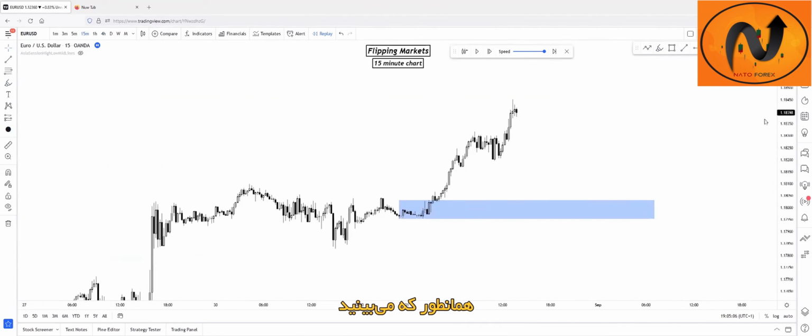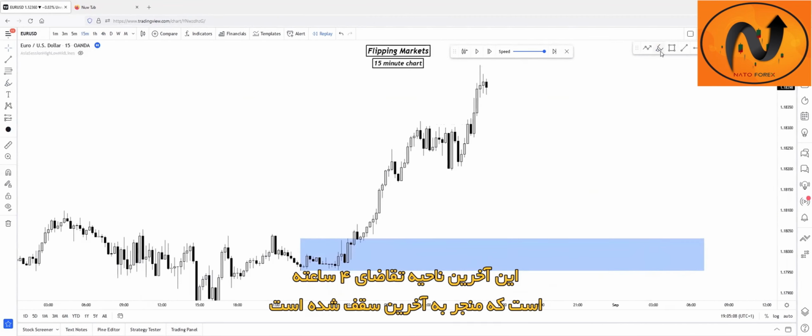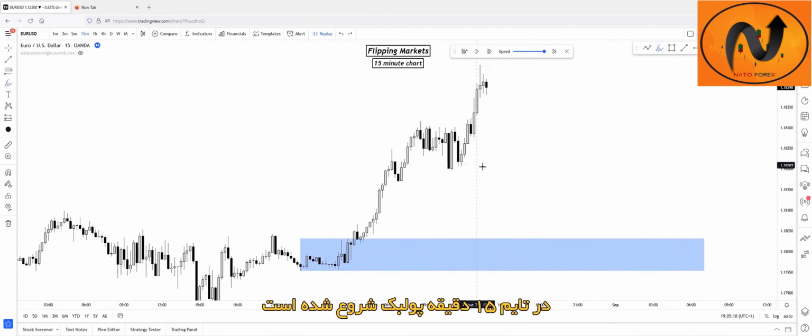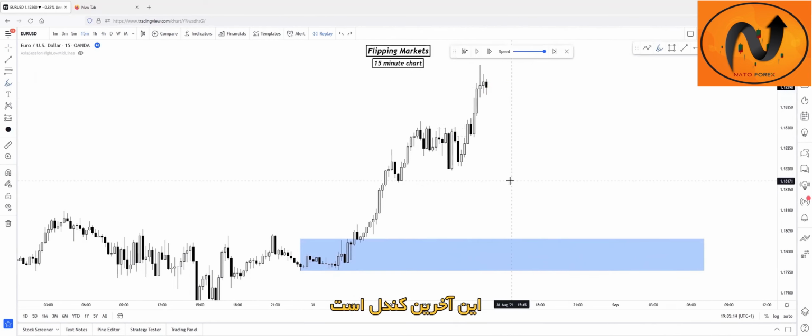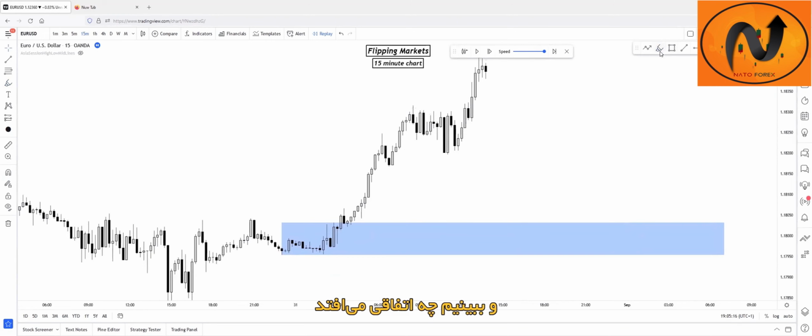So let's switch to the 50-minute chart. And as you can see, this was the 4-hour zone that created the last 4-hour high. On the 50-minute, the pullback already started. We have the last candle. And let's see what happens.